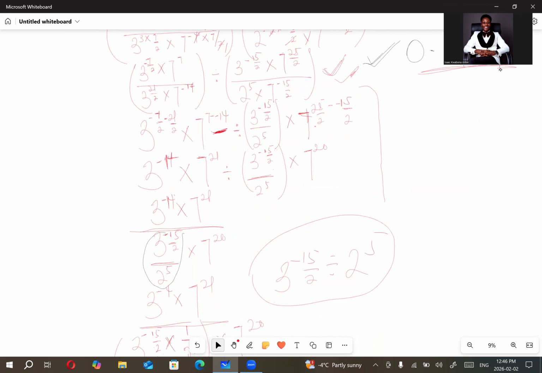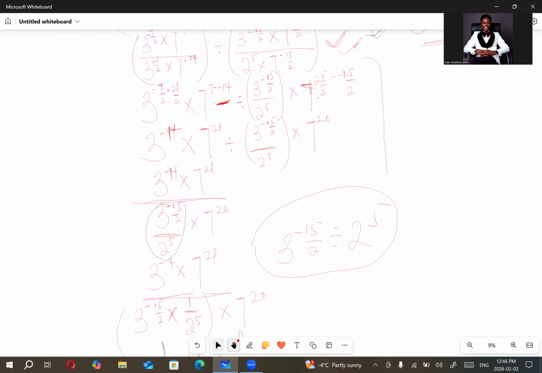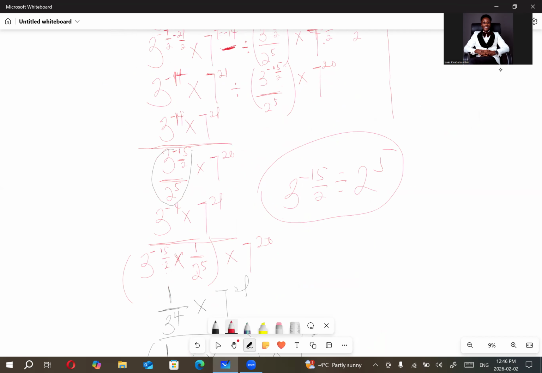So that'll be 3 exponent negative 14 times 27 exponent 21, on 3 exponent negative 15 over 2, all over 2 exponent 5 times 1. Okay, let's move on. And 3 exponent, so here changes to 14.